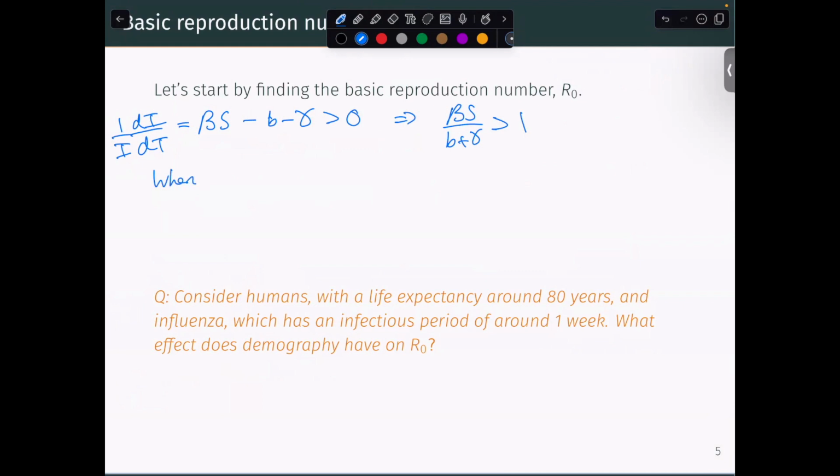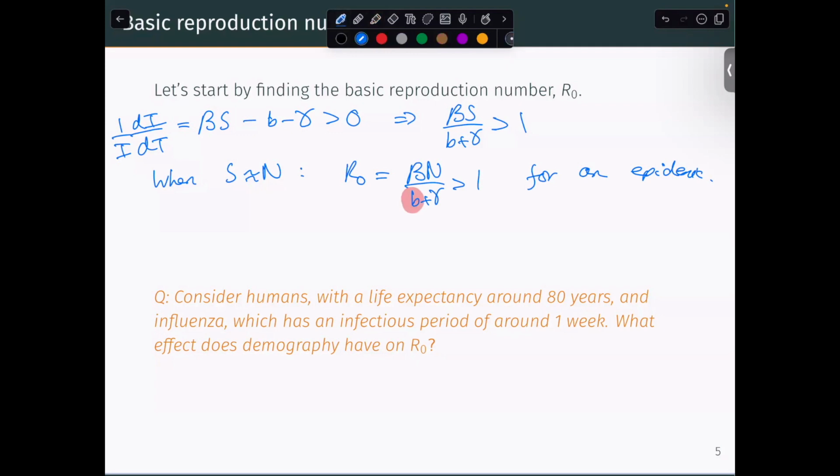So remember, we're dealing with our basic reproduction number. So this is when S is equal to N or approximately equal to N. We require our R0 to be equal to beta N over b plus gamma, and this has to be greater than 1 for an epidemic. Okay, so this is pretty similar to what we saw previously in our SIR models, where we just lacked this term in the models that didn't have any demography.